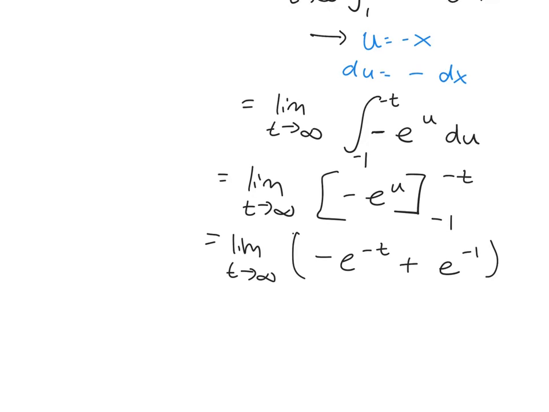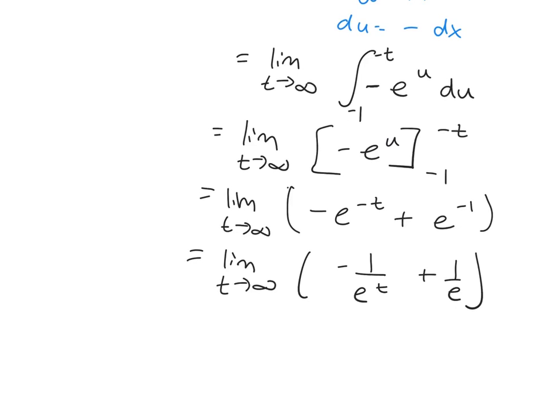So again, with limits, we like for things to have positive exponents because then it's easier for us to understand what's happening. So negative 1 over e to the t, what's our limit going to be for negative 1 over e to the t? 0. And then I'm just left with the last thing, which is a constant, 1 over e. So my improper integral, did it converge or diverge? Converge. So what's my answer for the series? Does it converge or diverge?